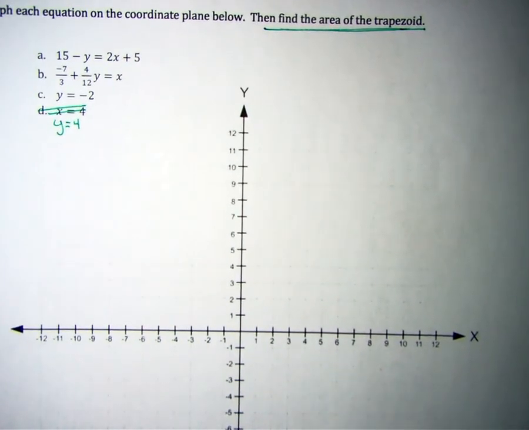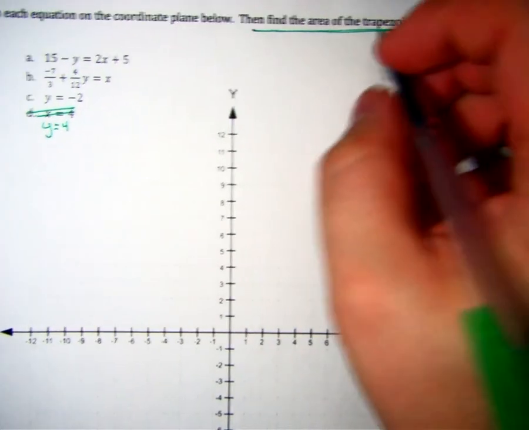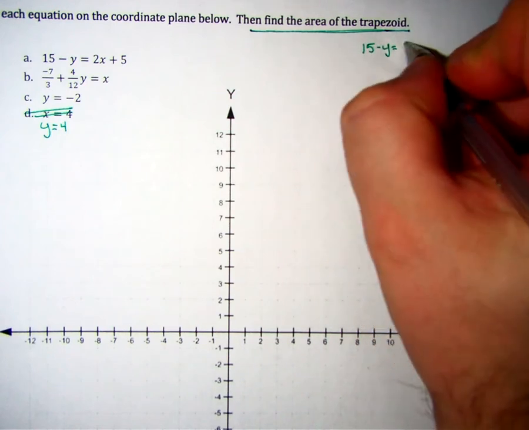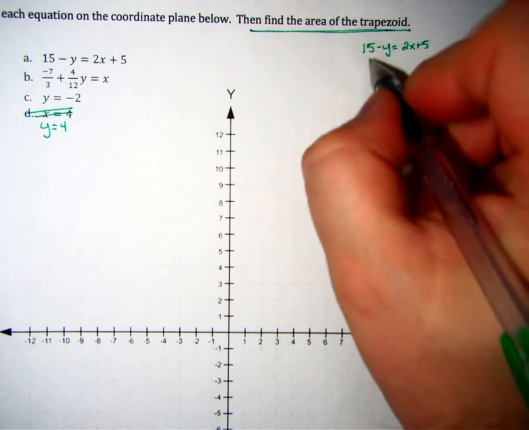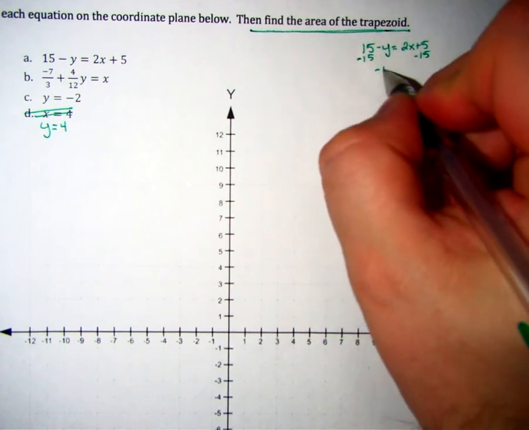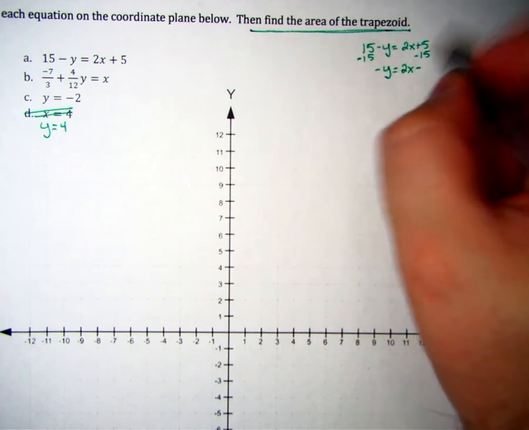So problem A, let's start with being able to graph that. We've got a lot of different options at this point. We can write it in standard form and graph the intercepts, but I still tend to prefer putting it in slope-intercept form. So let me work off to the side here. 15 minus y equals 2x plus 5, where we will subtract 15 from both sides and end up with negative y equals 2x minus 10.